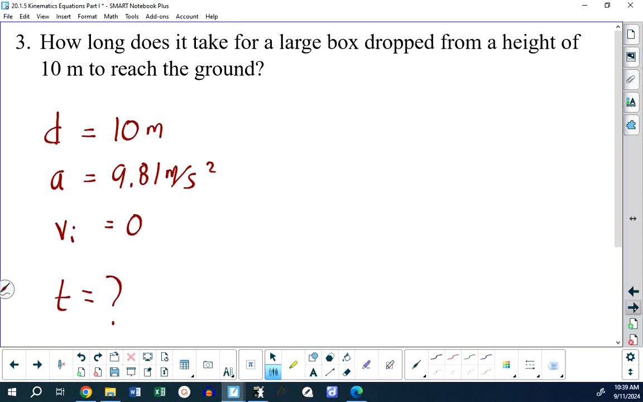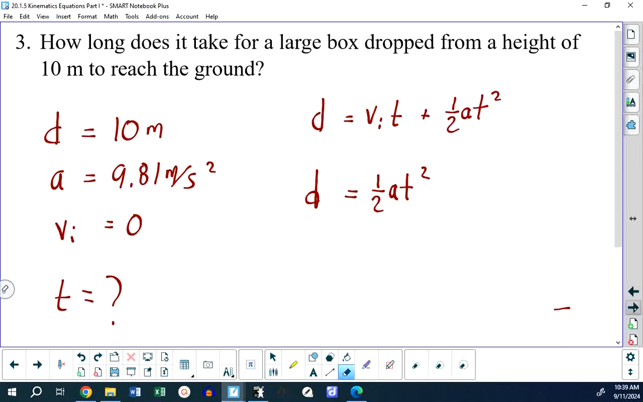So your job right now is to determine which equation we're going to use. Looking at the list of things, we do not have VF, so you cannot use an equation that has VF in it. And this is the equation we're going to use. Just give some thought to what I just wrote. This equation is not on your formula sheet. This equation is on your formula sheet.